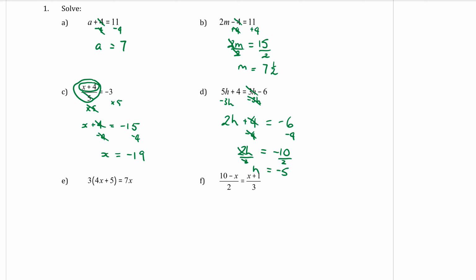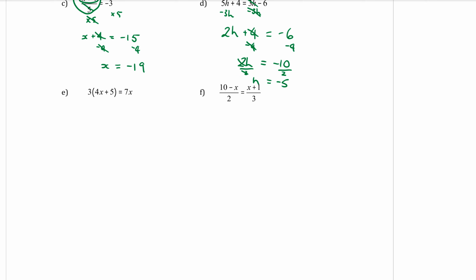Part E. Brackets, expand those first. So to expand the brackets out, we've practiced this in the last few lessons. 3 times 4x is 12x plus 3 times 5 is 15, and that's equal to the 7x. So all I've done is expand the brackets so far. Now I have pronumerals on both sides again. The smaller one, if I stick to my rule, is the 7x. It's positive, so the opposite is to subtract the 7x.